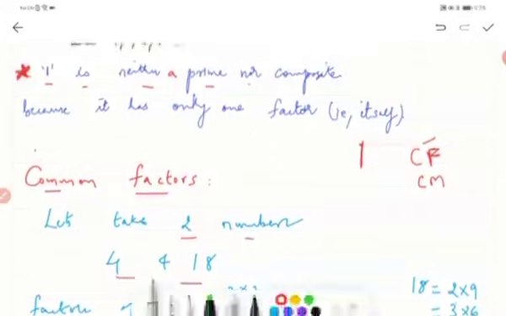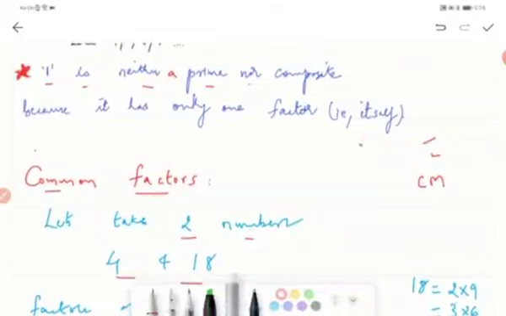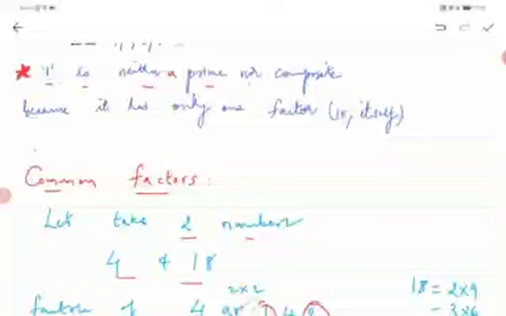So what are the factors of 4? The factors of 4 are 1, and 2. 3 is not a factor of 4. And then 4 directly. So 1, 2, 4 are the factors of 4.